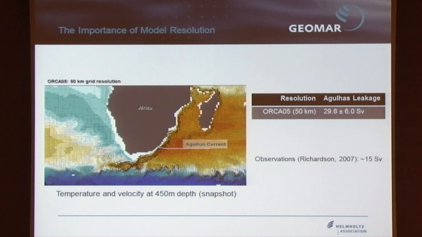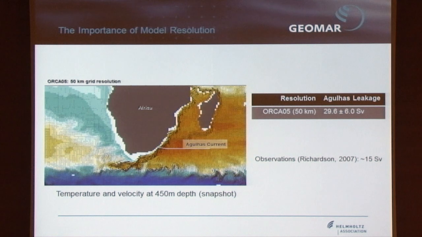When we did the Lagrangian estimate, as is the case for most of the coupled models, we had an Agulhas leakage of up to 30 Sverdrups. And we know from observations that this should be rather 15 Sverdrups. This is due to the fact that, of course, an unrealistically large portion of the Agulhas current flows more or less directly into the Atlantic.